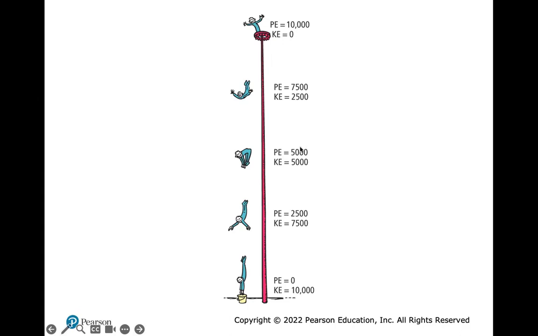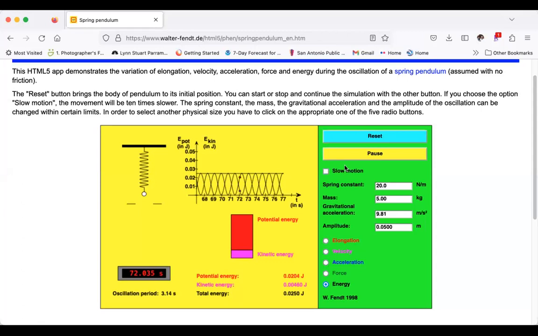I'm going to do a new share, and I'm going to go to our old friend, Walter Fendt, and we're going to see this exchange. Let me do a reset. You can look at the elongation, the velocity, the acceleration, the force, or the energy. We're going to choose energy, and I'm going to put it in slow motion. Now, at the top here, you can see that the potential energy is maximized. As it goes through the zero crossing, it's going to have maximum kinetic energy and zero potential energy.